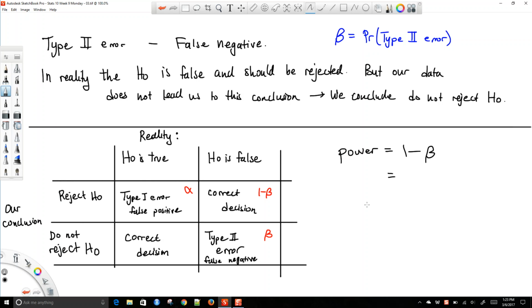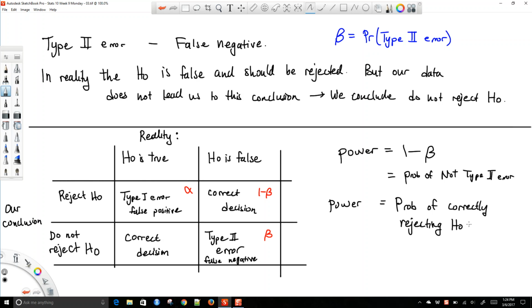When you do 1 minus a probability, what is that? It's the probability of the complement, right? So this is the probability of not type 2 error, which, what is that? That's a correct decision, actually. So power is equal to the probability of correctly rejecting the null hypothesis when the null hypothesis is false. Okay.